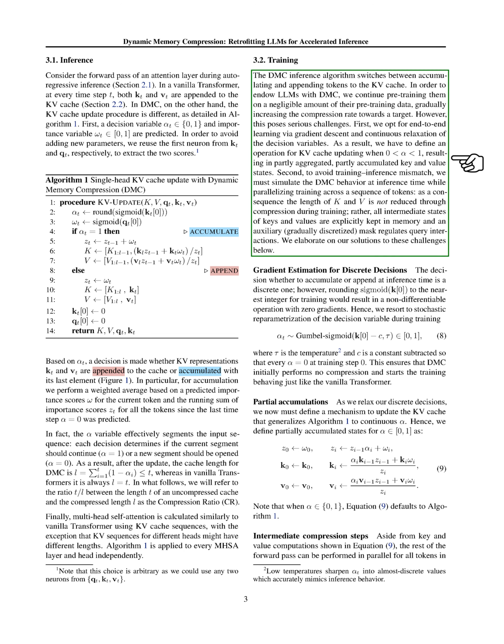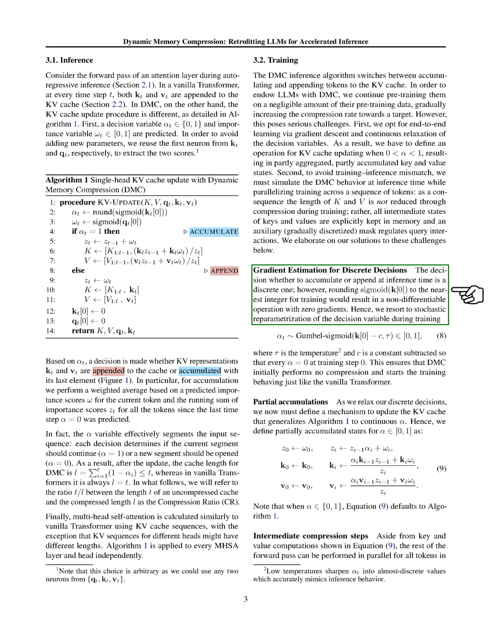Section: Gradient estimation for discrete decisions. In this section, we tackle the challenge of estimating gradients for discrete decisions in our model. When deciding whether to accumulate or append during inference, we face a discrete choice. However, rounding the sigmoid of a value to the nearest integer for training causes issues with differentiability. To address this, we use stochastic reparametrization during training, introducing a temperature parameter tau and a constant c to adjust the decision variable alpha. This ensures that our model initially behaves like a standard transformer with no compression.